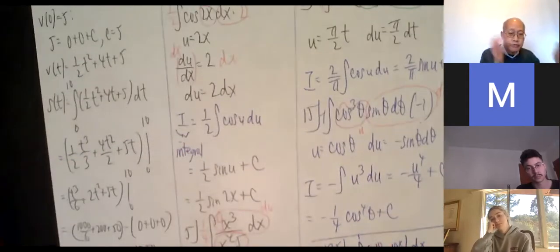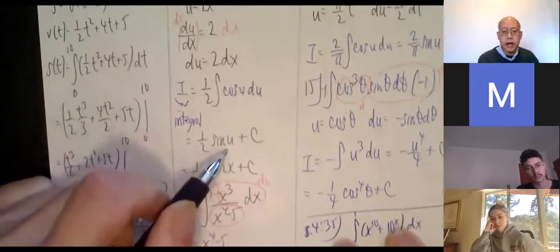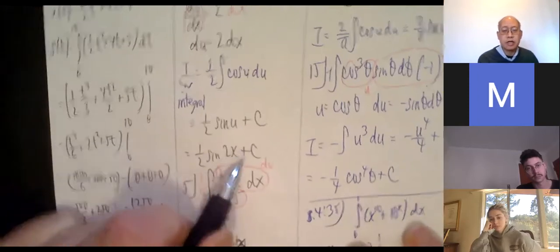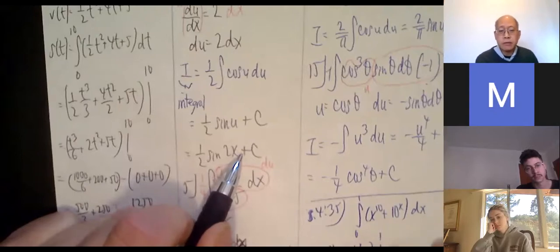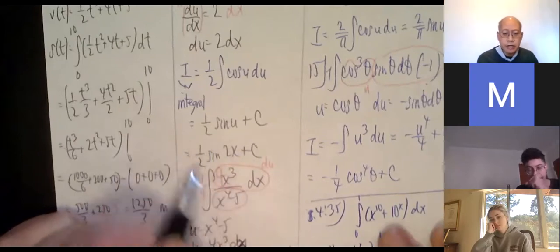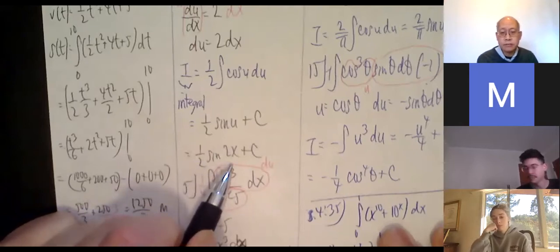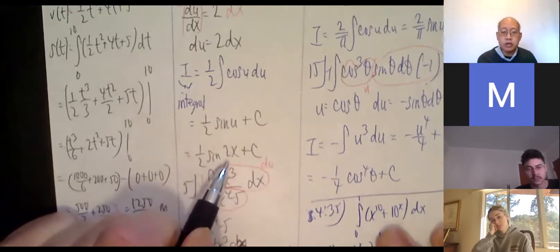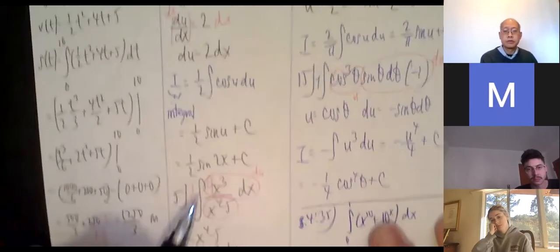Then I integrate. Integral of cosine u is sine u plus c. Change u back. It was 2x. So 1/2 sine 2x plus c. Final answer. Let's double check this. What's the derivative of this? The derivative of 1/2 sine of 2x is 1/2 cosine 2x, then by the chain rule times 2. That 2 knocks out the half, and you get cosine 2x. So it works perfectly.